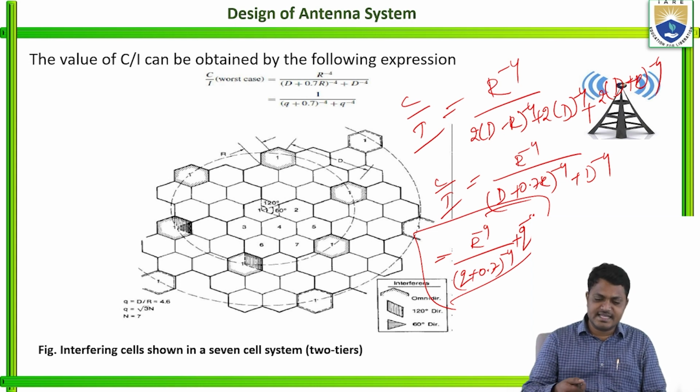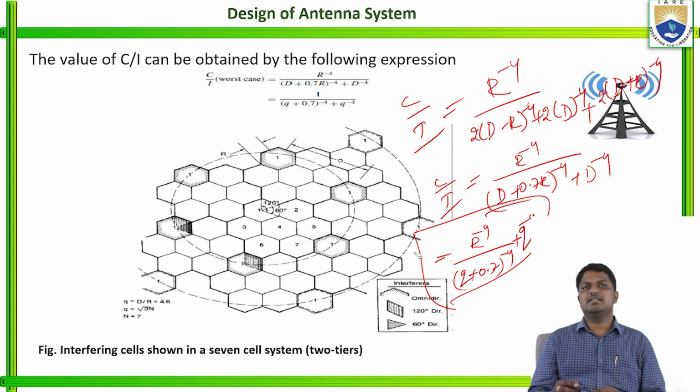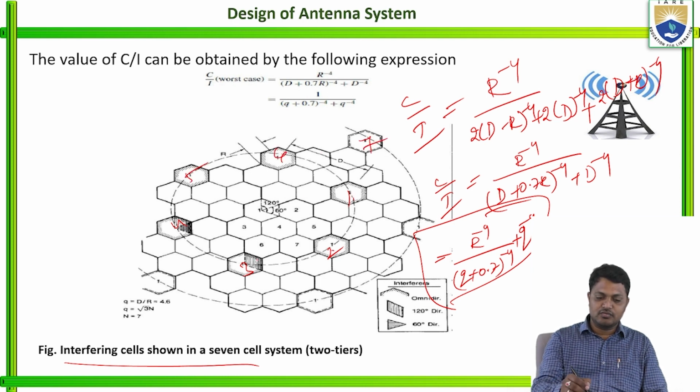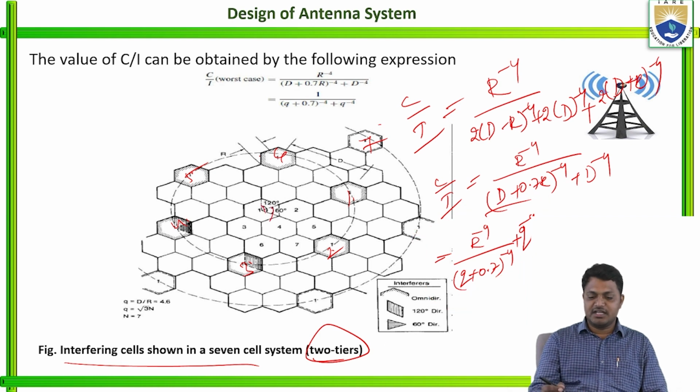And see the example here, this is the image: 3 sectoring, the interference cell in the 7 cell system, 2 tiers. One tier is 3 sectoring, but here we are taking the interference cell in the 7 cell system. See what the 7 cells are here: 1, 2, 3, 4, 5, 6, and 7. This is the 2 tiers. Then here 120 degree channels are there, and 60 degree. What is 120, what is 60? Here it is a 60 degree directional antenna, here a 120 degree antenna, and here omnidirectional. So observe here.